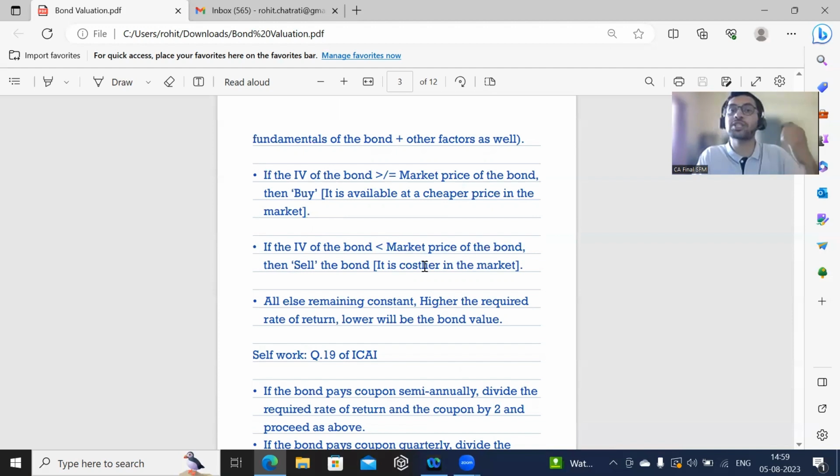Costlier is also referred to as overpriced in the market. Cheaper is referred to as underpriced. Costlier is referred to as overpriced. All right. In the market, it is more heavily priced or overpriced.